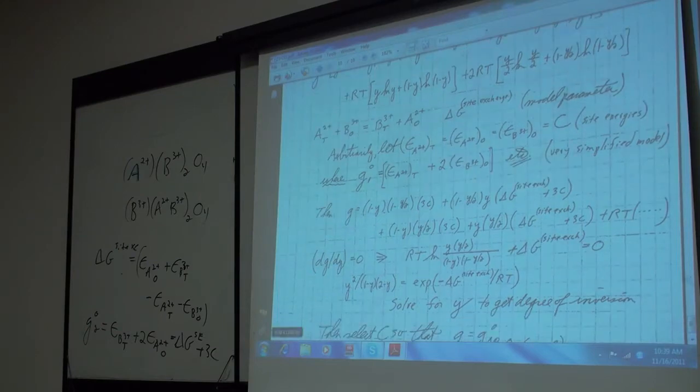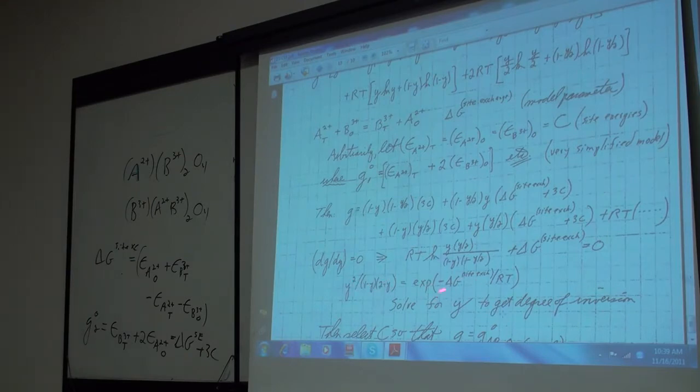Okay, so you'll see now what we're finding out is the following: the equilibrium constant depends only on the delta G of the site exchange energy. It doesn't depend on C at all. Okay, there's only one constant which is determining where you are on that line. And this is y squared over 1 minus y times 2y.